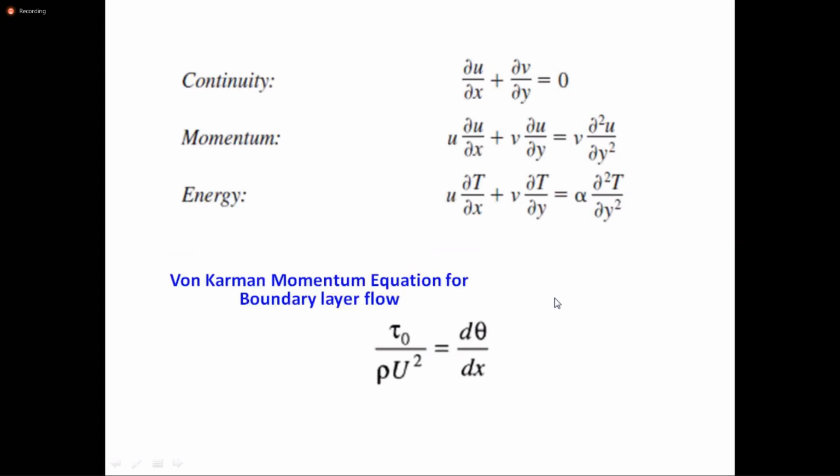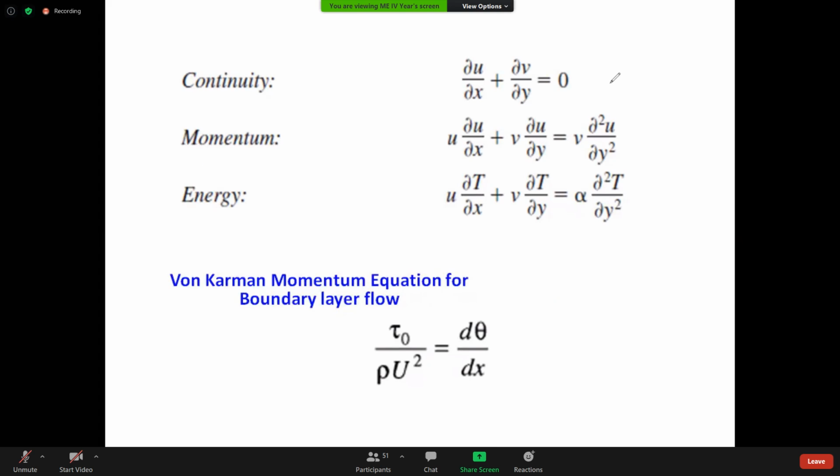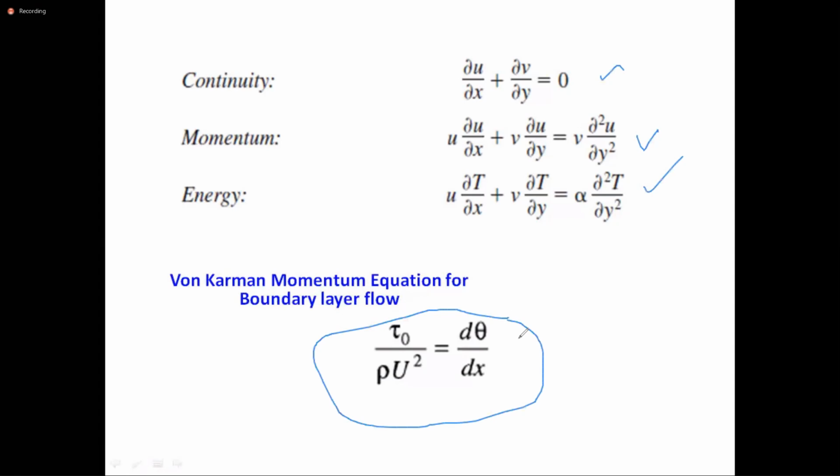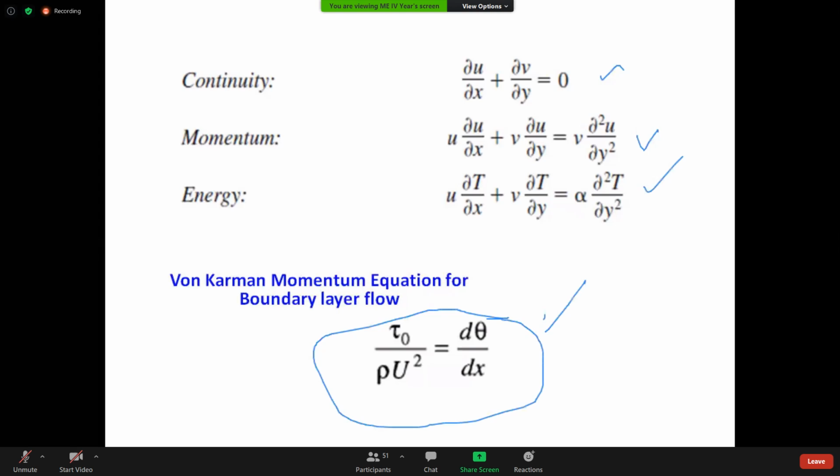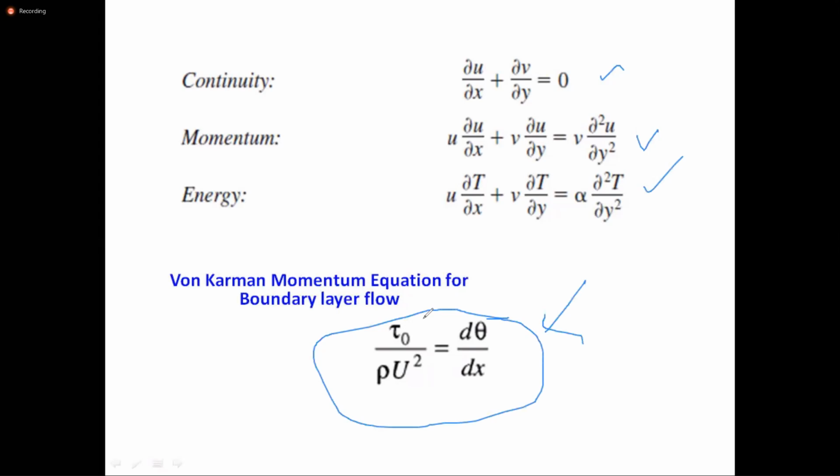Next, the overview of this, and this is the famous equation. These three are also famous equations, but this is the von Karman momentum equation for boundary layer flow. Tau naught is the shear stress, rho is density, u infinity is the free stream velocity, d theta by dx is the derivative with respect to x, and theta is the momentum thickness. For this also there is a big derivation you might have done in fluid mechanics. Again, you don't need to do it here.